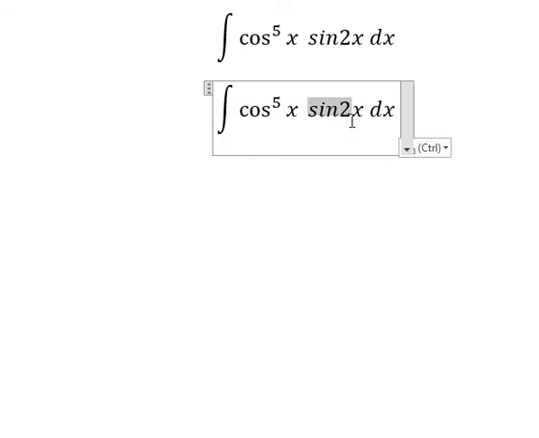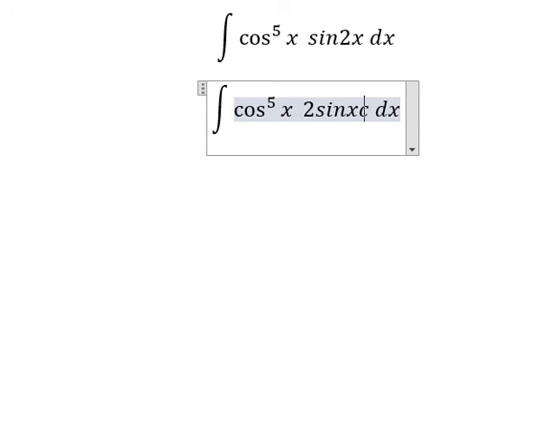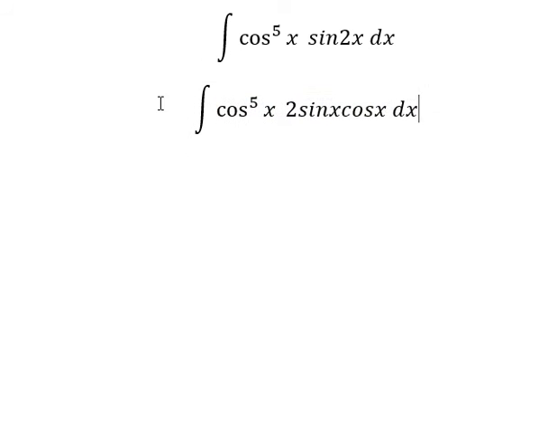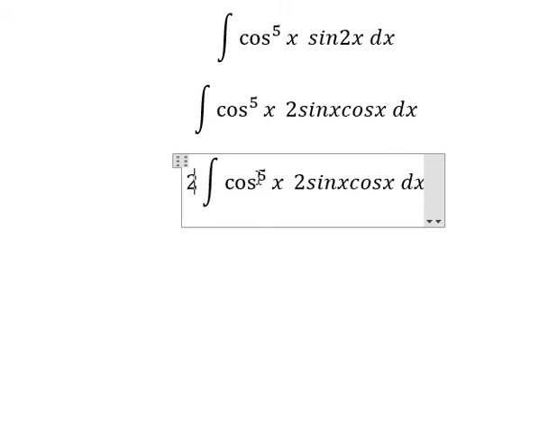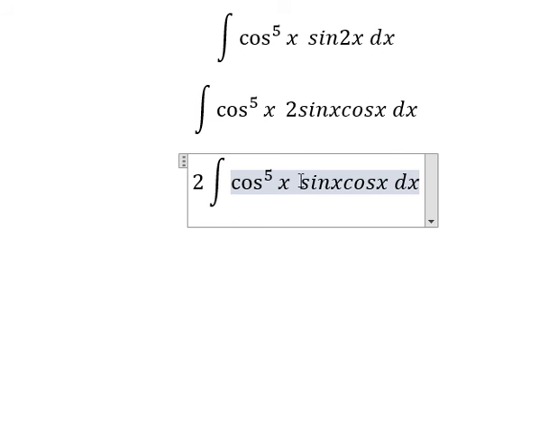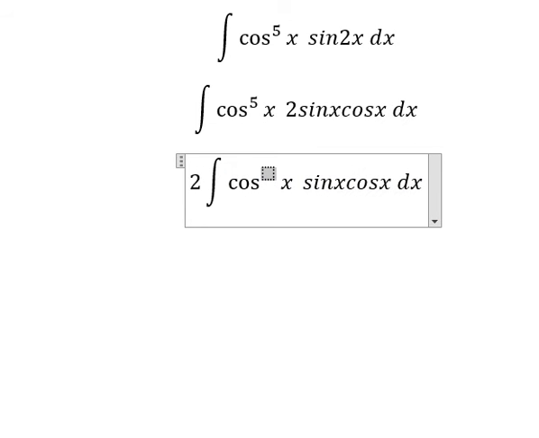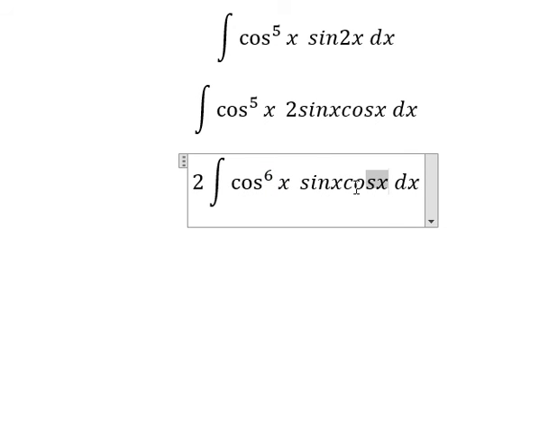About sine 2x, we change for 2 sine x cosine x. Number 2, we put outside. Cosine x with cosine x to the power of 5, we have cosine x to the power of 6.